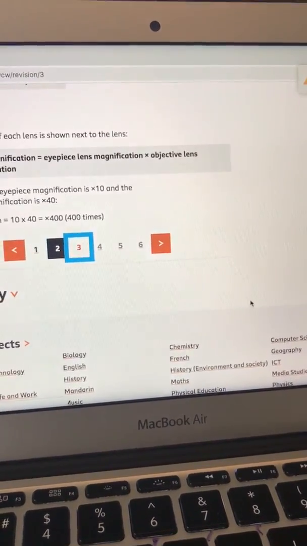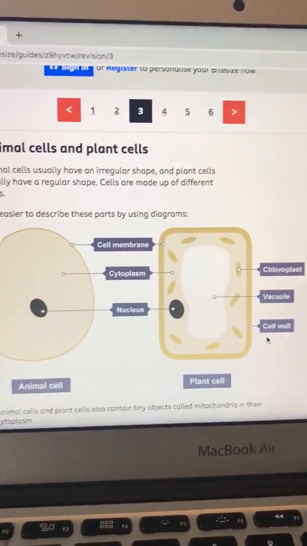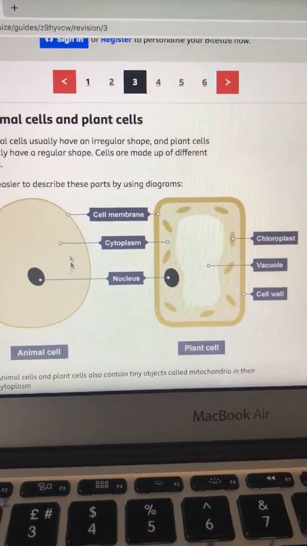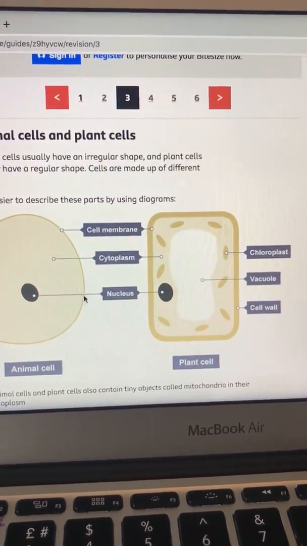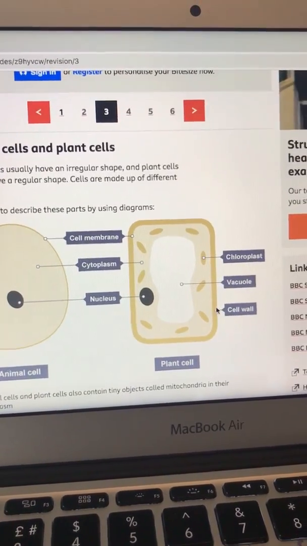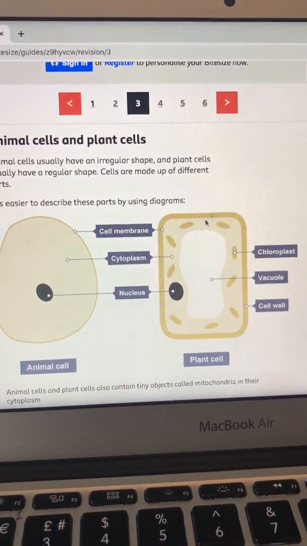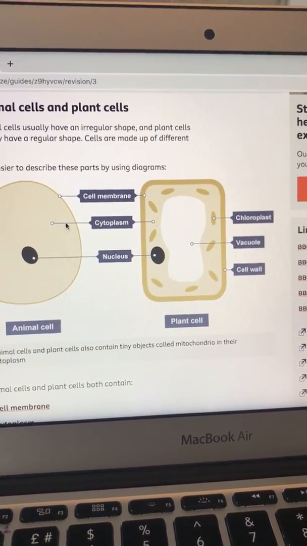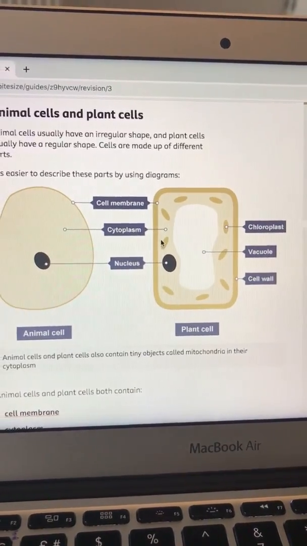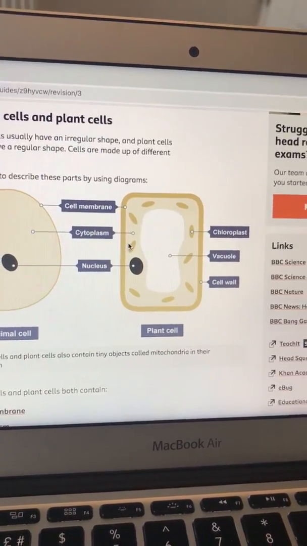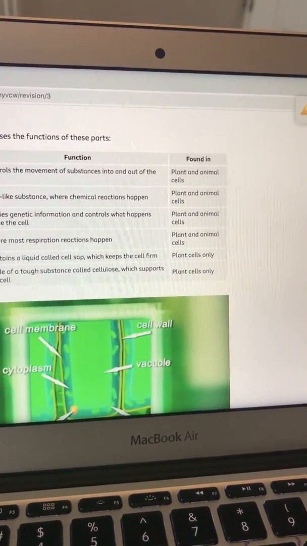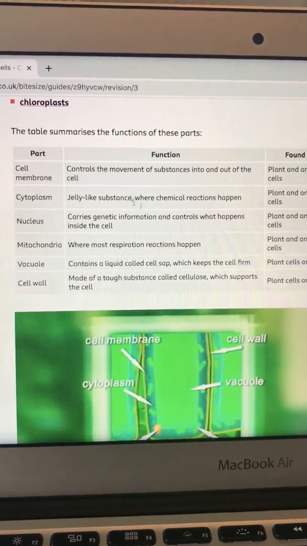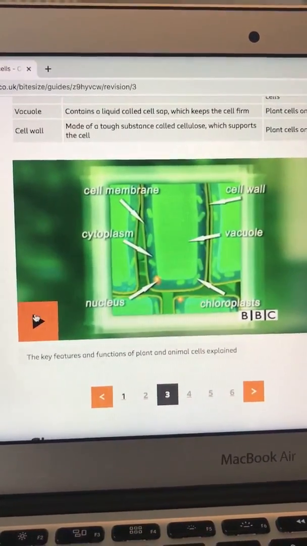Right, let's go to the third page. Right, here you have the comparison of animal and plant cells. Okay, this one is an animal cell, it only has a cell membrane. But the plant cell also has a cell wall. Okay, both of them have a nucleus, and both of them have cytoplasm. Cytoplasm, again, is a jelly-like structure where the chemical reactions take place, and all the descriptions and the functions and where it is found is here. Okay, and then you have a little video clip here.